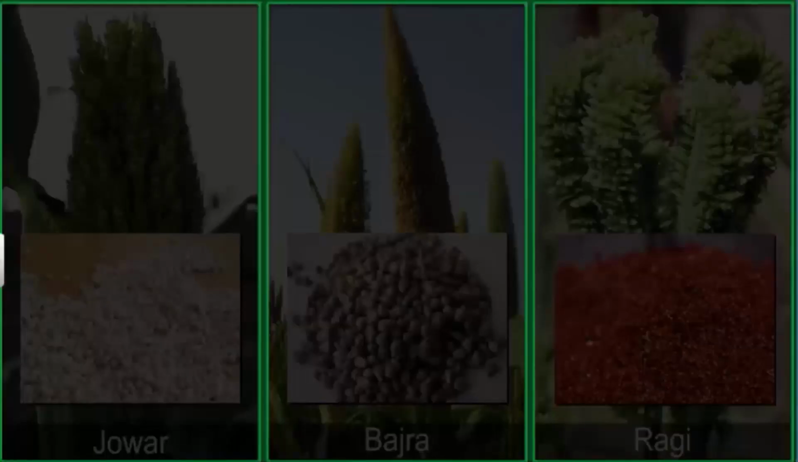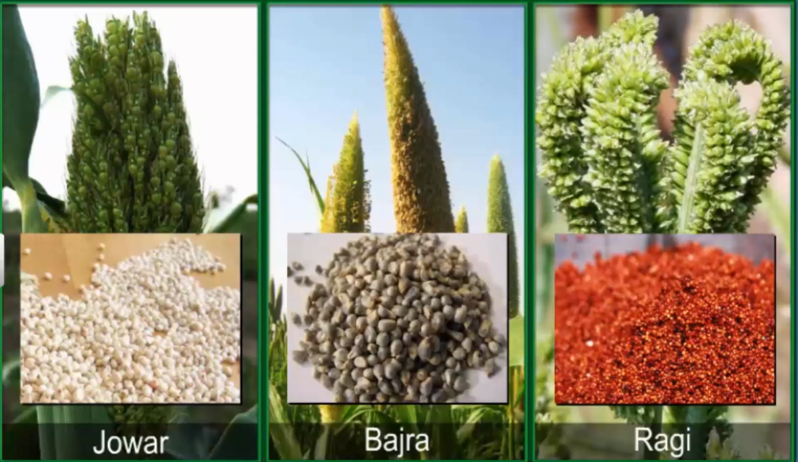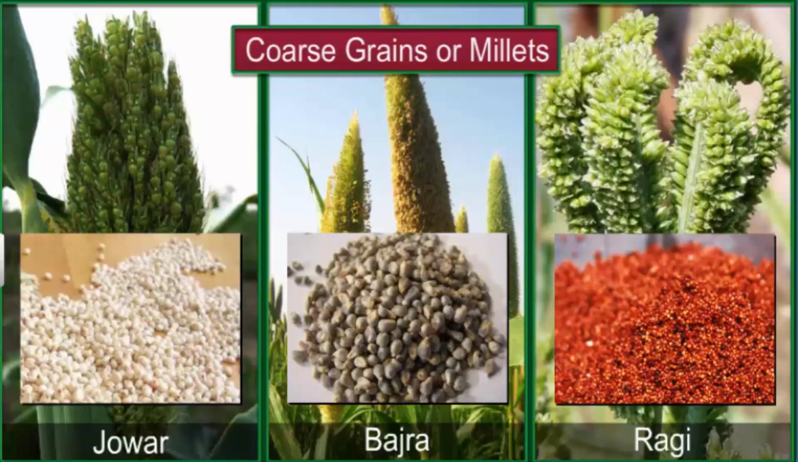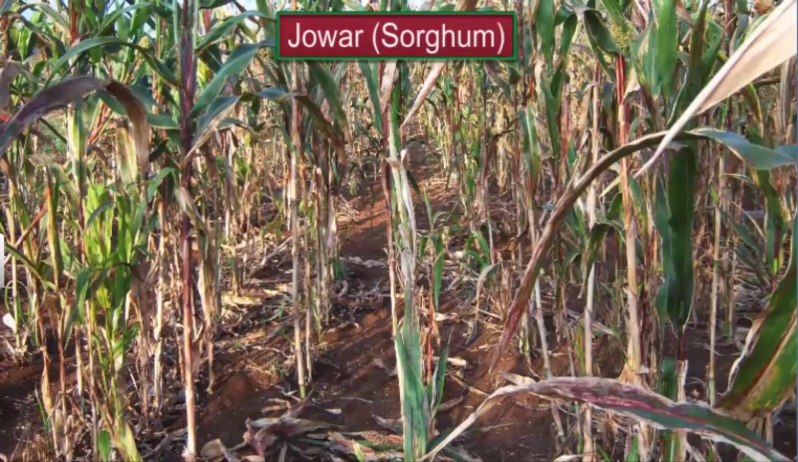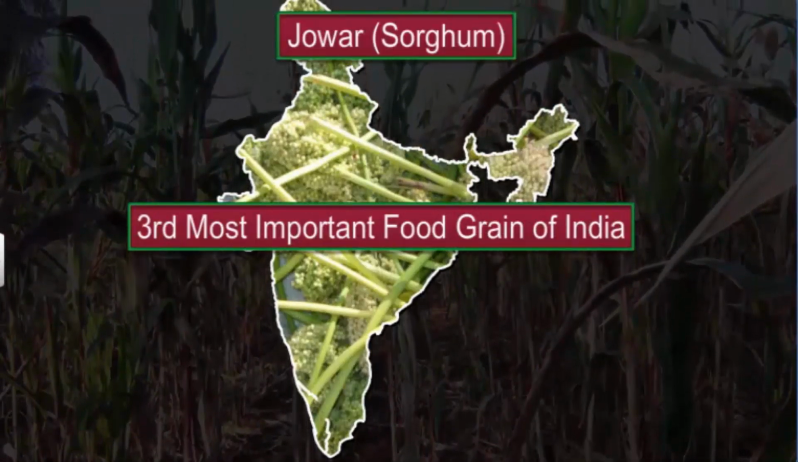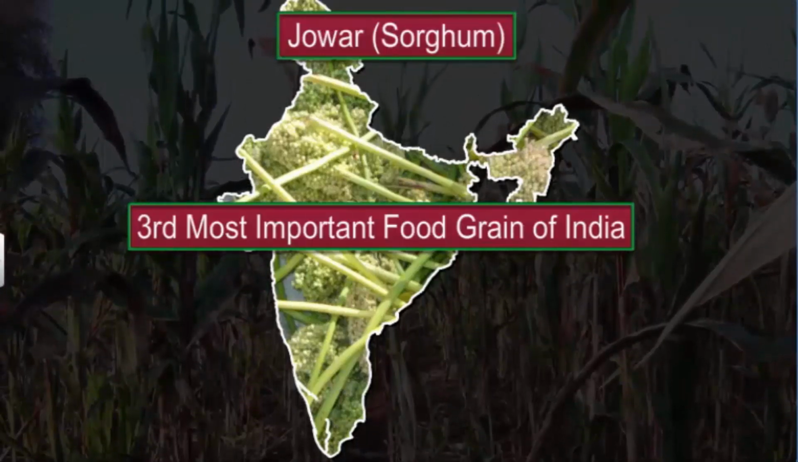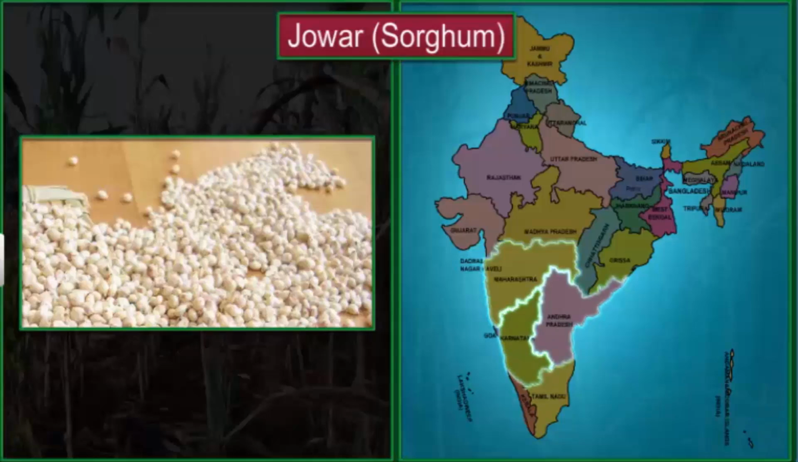When we talk about food grains, we immediately think of rice and wheat. However, several other food grains like Jowar, Bajra, and Ragi are also grown and consumed in India. These food grains are together called coarse grains or millets. Coarse grains are also used as animal feed. Jowar, also called sorghum, is the third most important food grain grown in India. This is a rain-fed crop that requires little or no irrigation. Maharashtra is the leading producer of jowar. Other important jowar-producing states are Karnataka, Andhra Pradesh, and Madhya Pradesh.